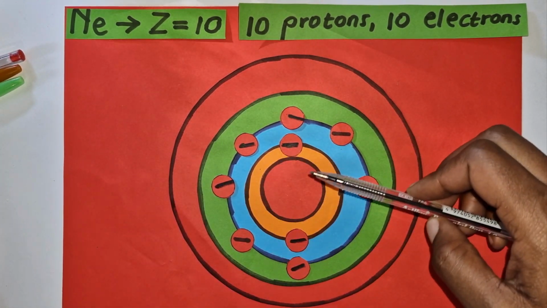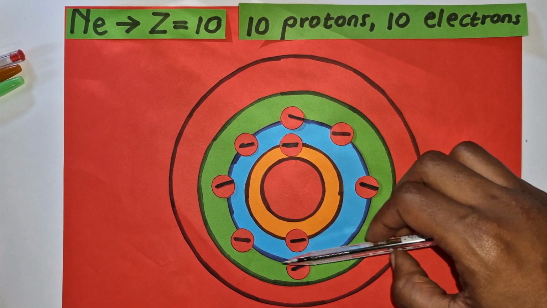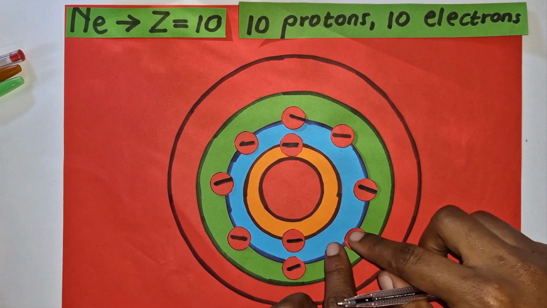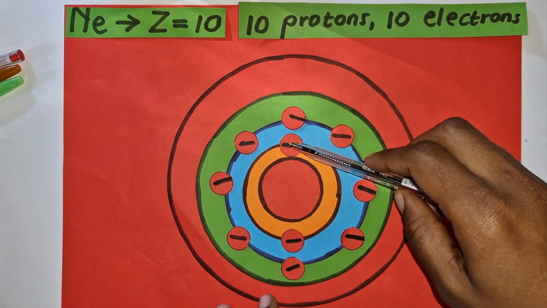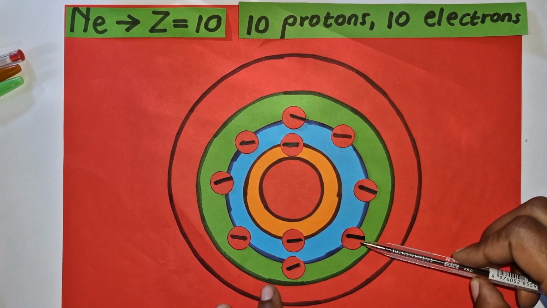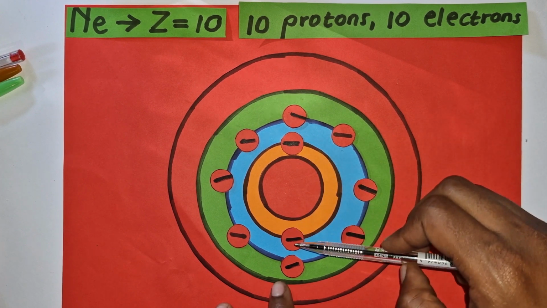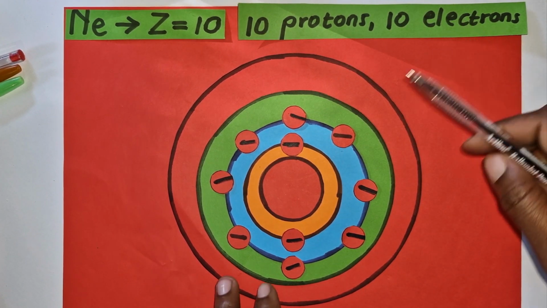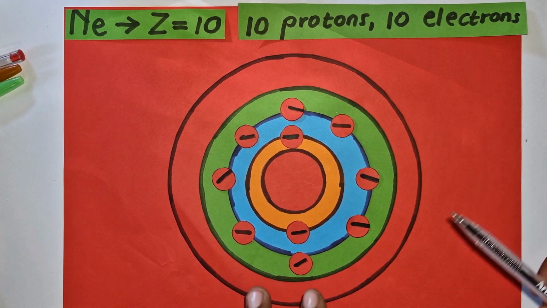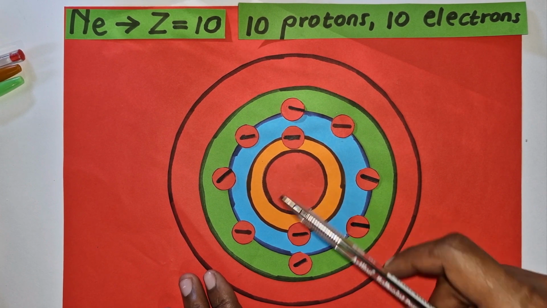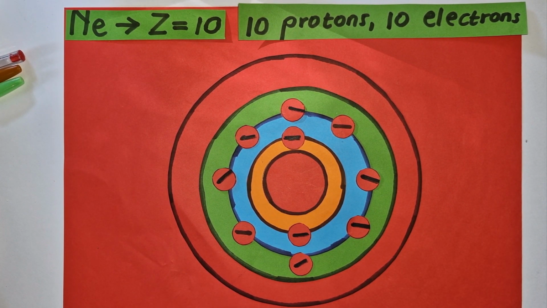So how many electrons do we have here? We have 1, 2, 3, 4, 5, 6, 7, 8, 9. So we just need to add the last electron. When we do that, we can put it here. You see that the first energy level has 2 electrons. The second energy level has 1, 2, 3, 4, 5, 6, 7, 8 electrons. 8 plus 2 will give us the 10 electrons. So this is how the electrons of the neon atom would arrange themselves around the nucleus of this atom.